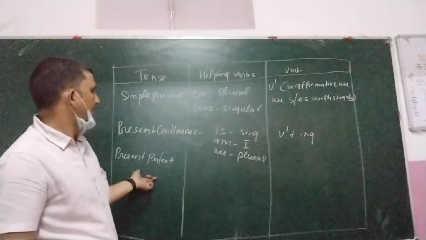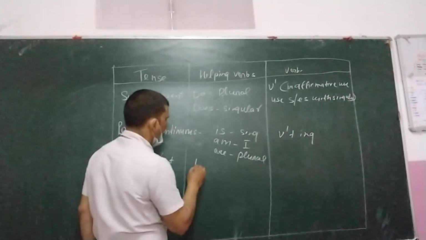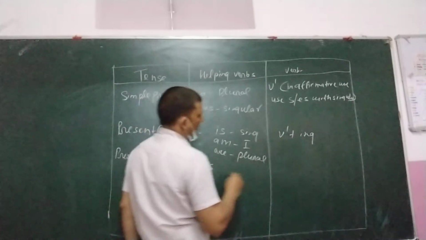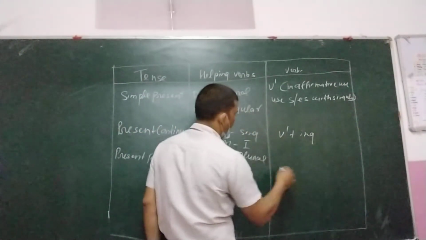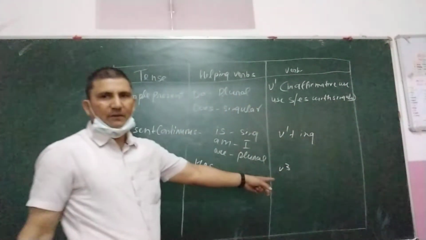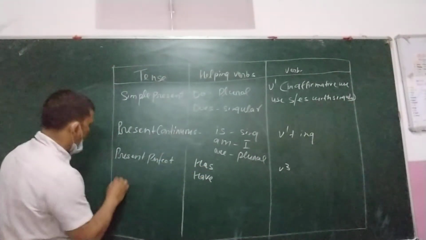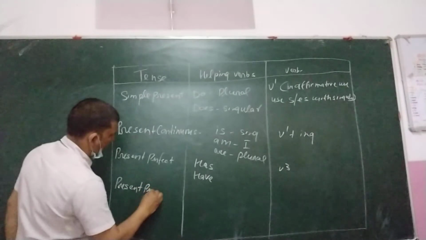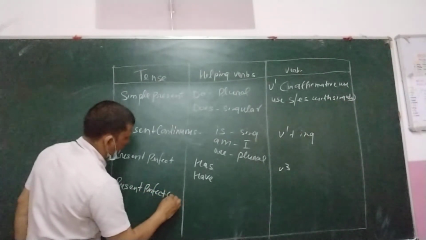Present perfect. With present perfect, we use has and have as helping verbs, and with the verb, we use the third form of the verb. Now last, present perfect continuous.